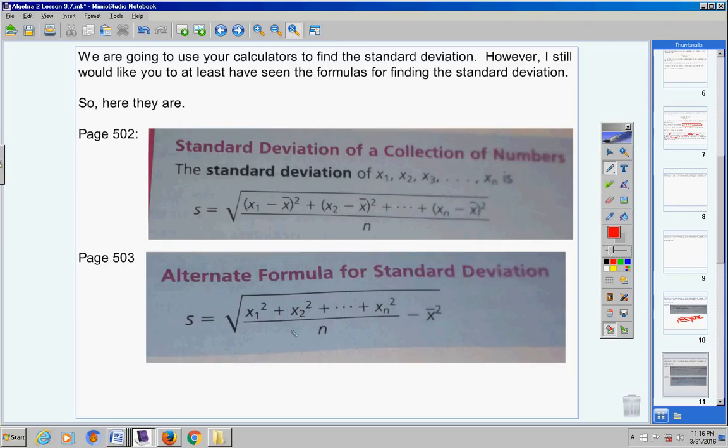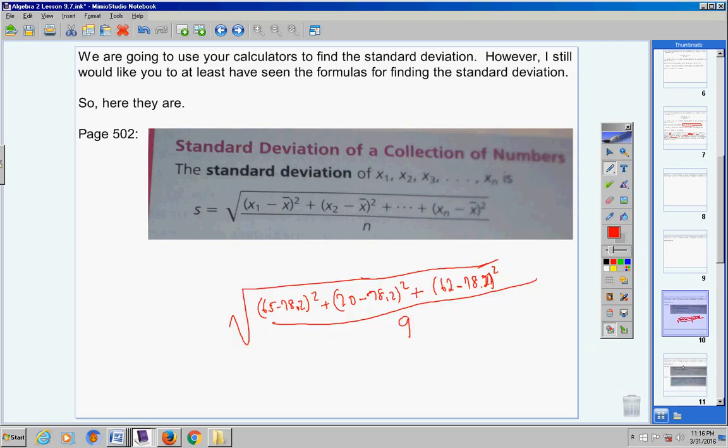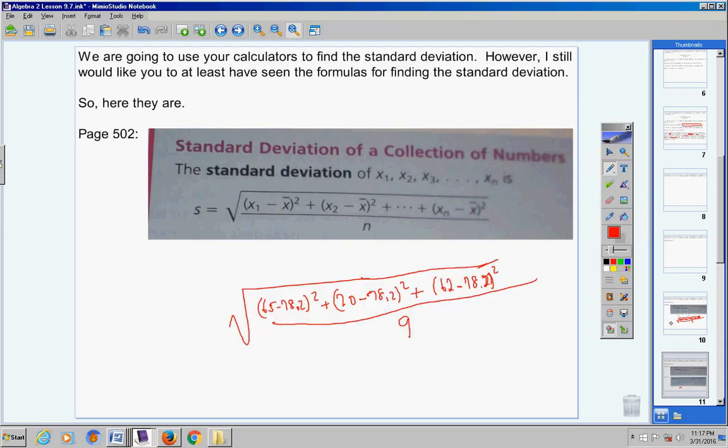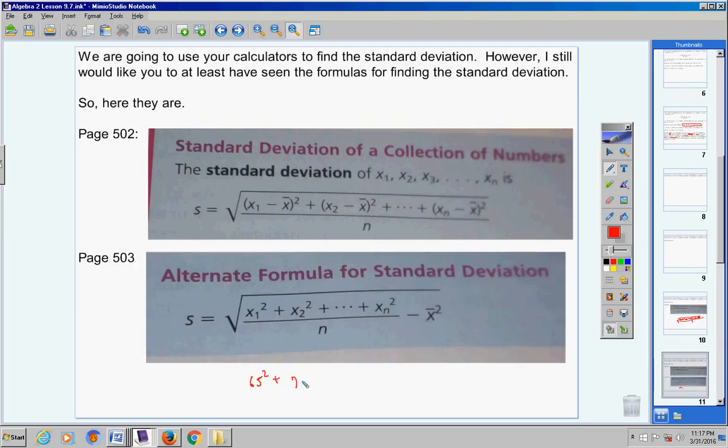Now this formula here for standard deviation is a lot easier than this formula. Just square the first number, which was what? 65. So you would just square 65. And then you would just square 70, which was the next number, so plus 70 squared plus 62 squared, and go right down your list. And then you divide all of that by n. And then after you do all of that, you subtract out the average, 78.2, squared. X with the line over it is the average, and then take the square root of all of this.